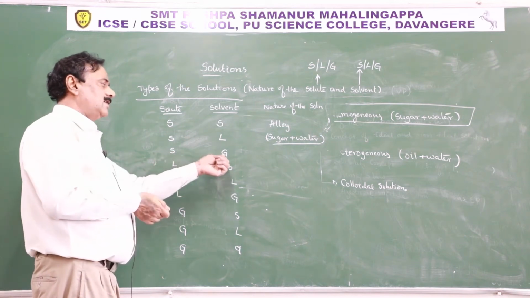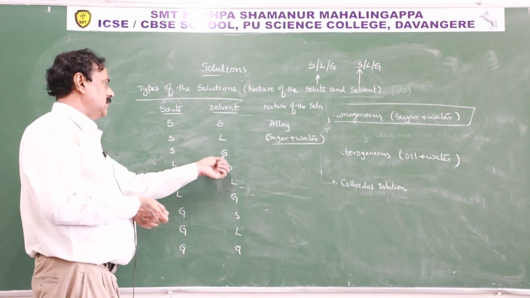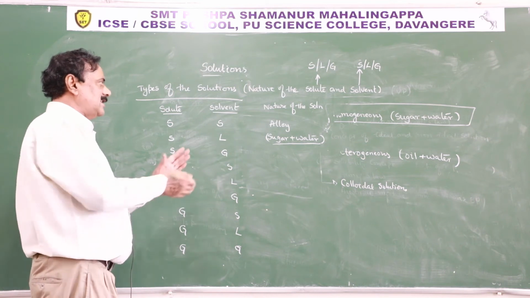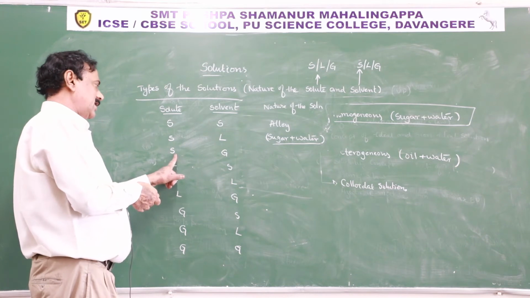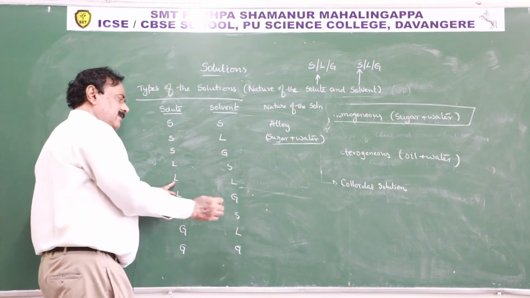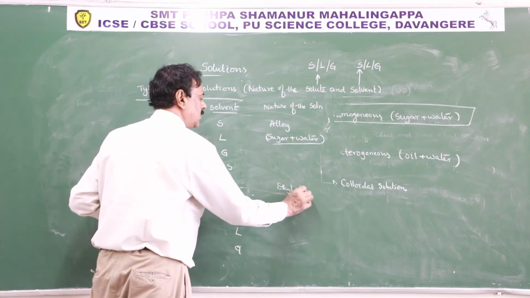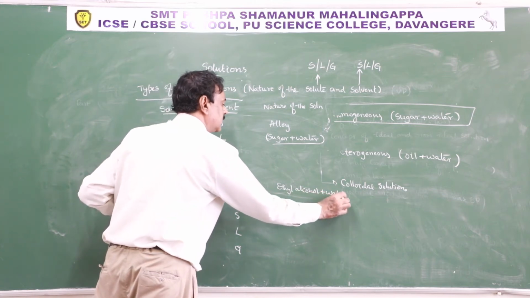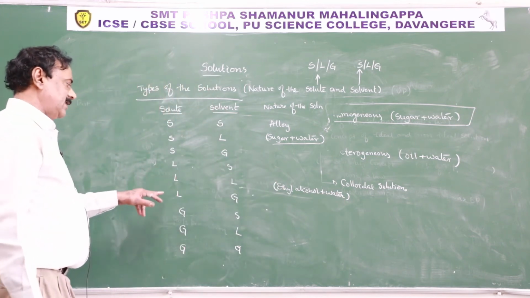Whereas a solid in gas: solid is the solute phase and gas is the solvent phase, meaning gas is present in larger quantity and solid is present in a smaller quantity. Whereas a liquid in solid, liquid in liquid, whereas the ethyl alcohol and water mixture, ethyl alcohol plus water, ethanolic solution, both are in liquid phase.